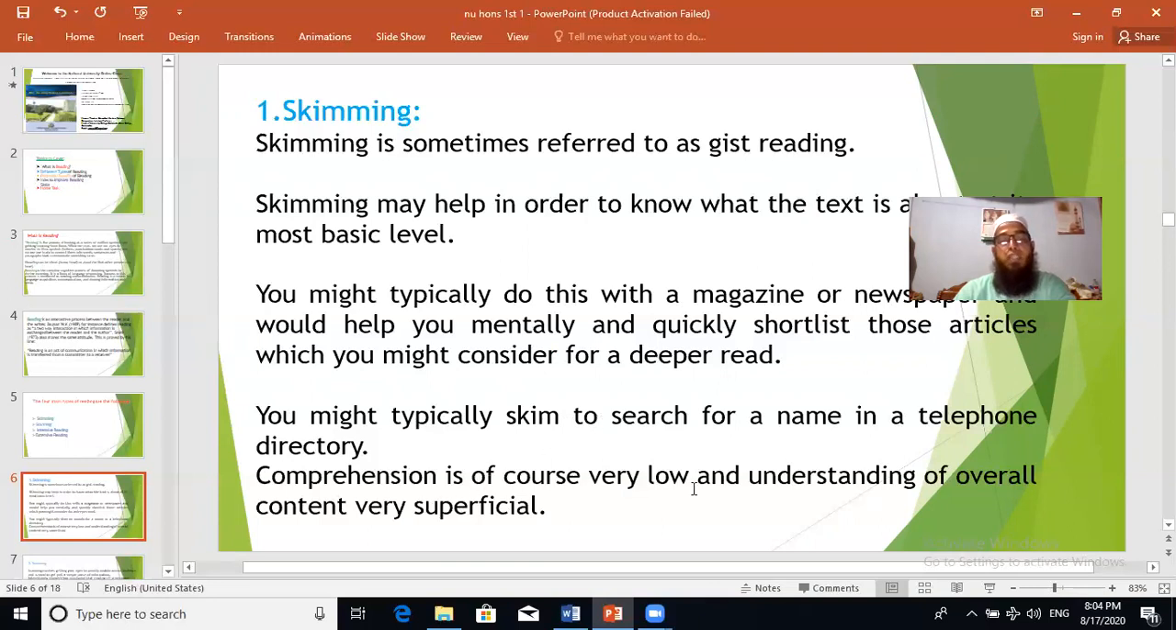Comprehension is of course very low. When we skim in this reading, comprehension, meaning understanding, is of course very low, and understanding of the overall content is very superficial. That means not deeper. We have very superficial understanding by skimming, because when we are skimming, we are reading very quickly, and we are not giving attention to every detail of the story. That's why our understanding is very superficial here.